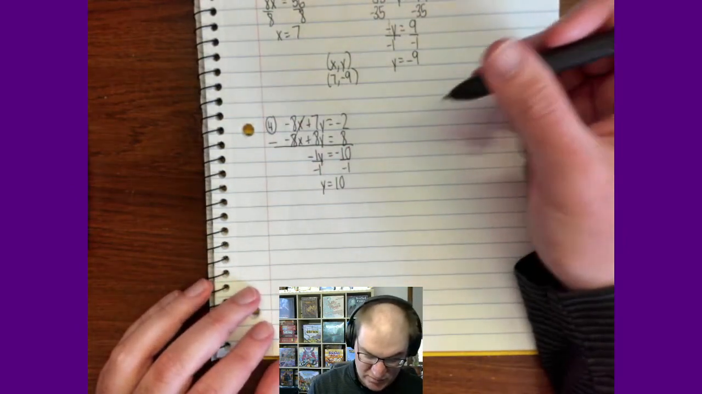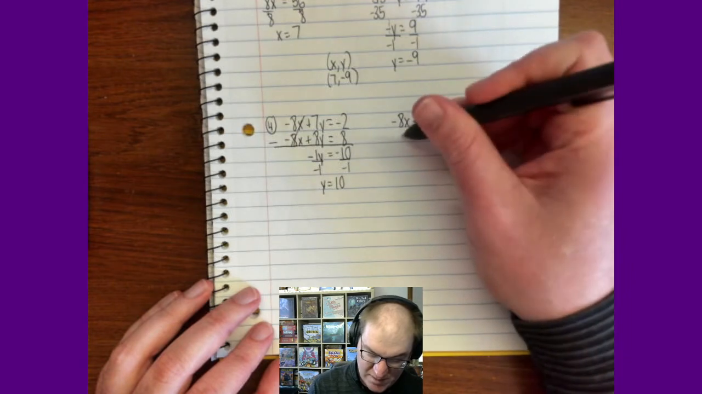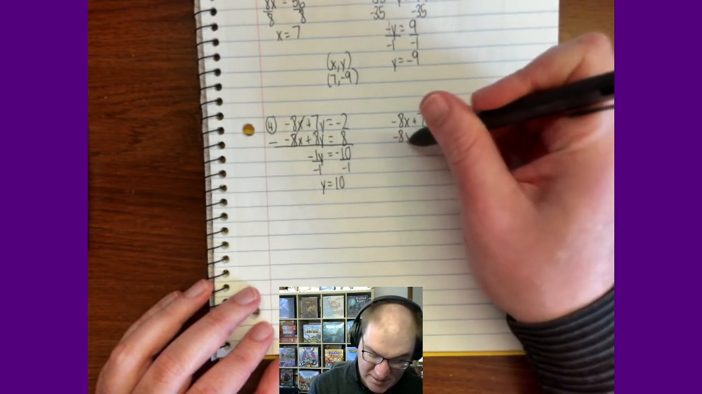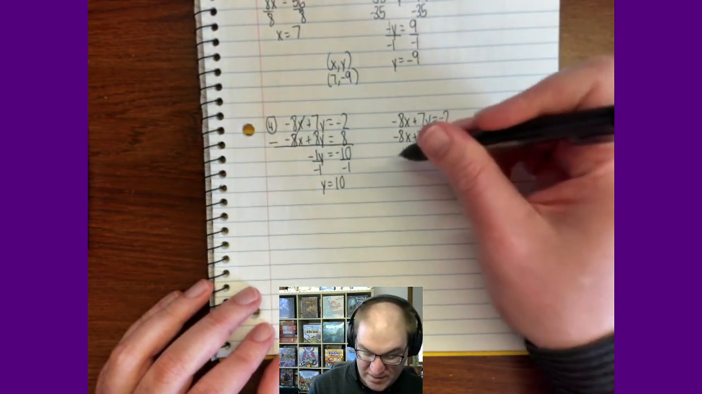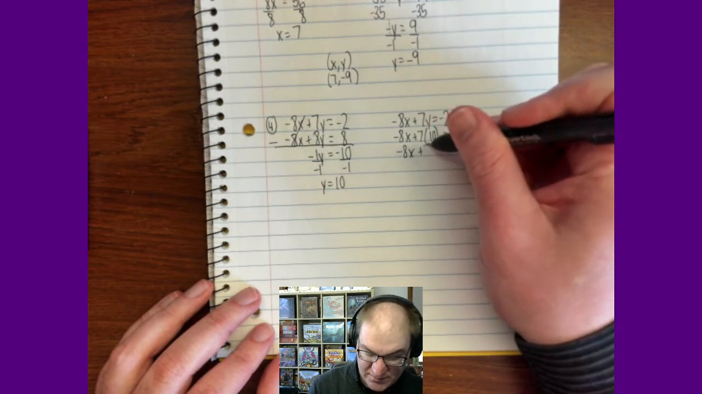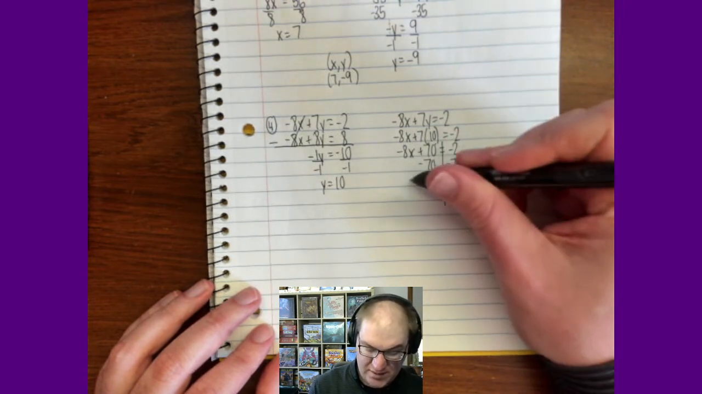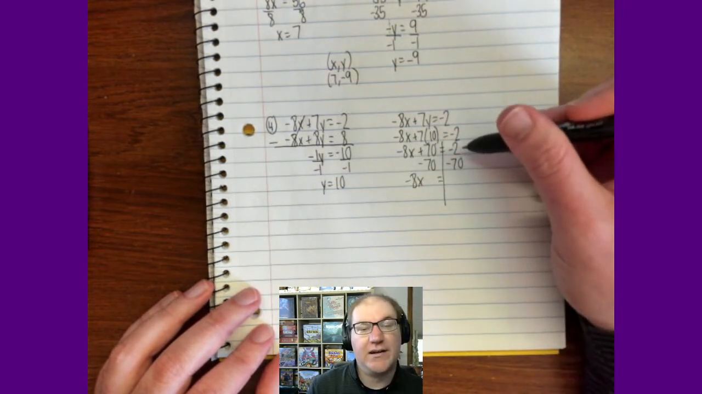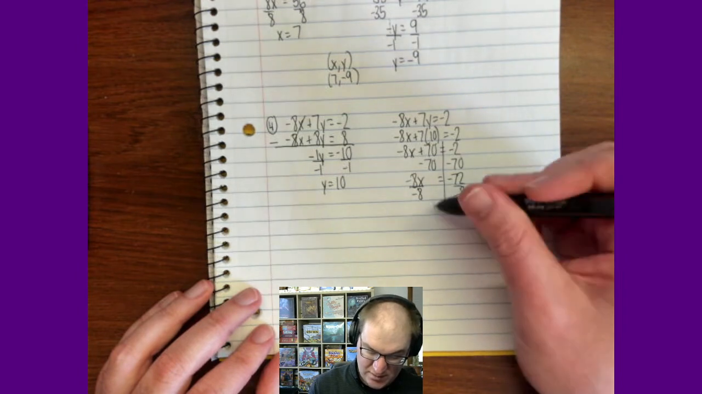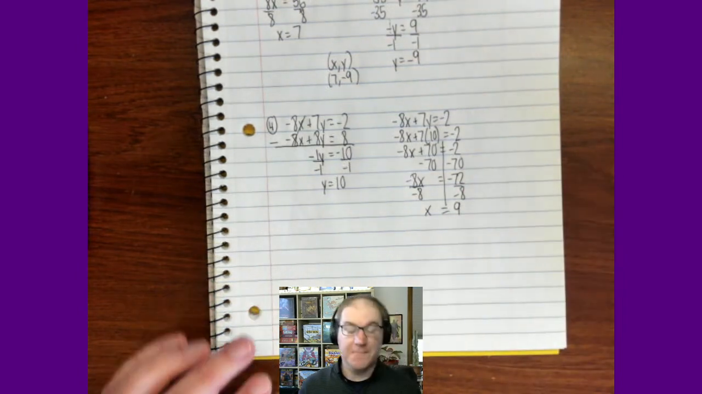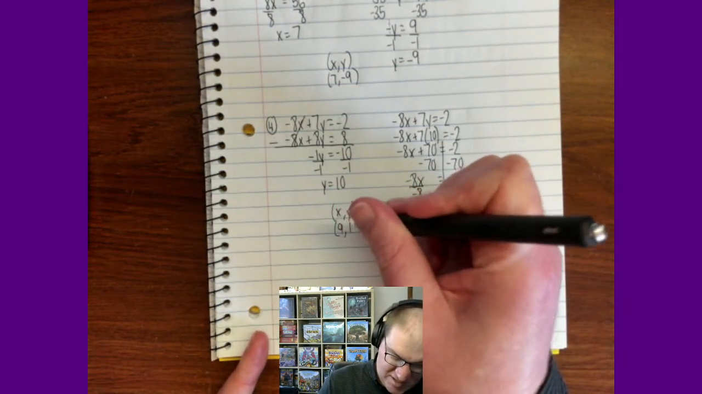Now let's plug that in. I'm going to use the top equation. Negative 8x plus 7y equals negative 2. Let's plug in a 10 for y. Negative 8x plus 7 times 10 equals negative 2. 7 times 10 is 70. Let's solve that. Let's do minus 70 to both sides and get negative 8x equals negative 2 minus 70 is negative 72. When we divide both sides by negative 8, we get x equals a positive 9. So our solution here in x, y point is 9, 10.